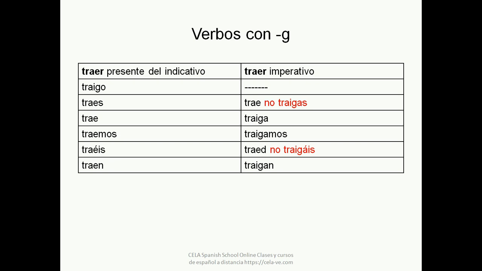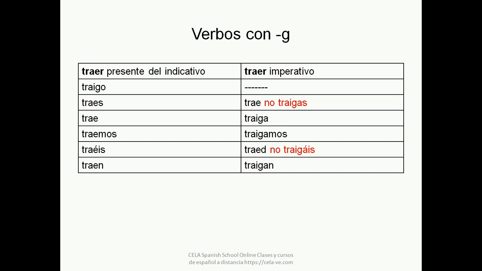In the present, some verbs are irregular because they form the first person in go, as for example, traer, to bring. Yo traigo, tú traes, él, ella, usted trae, nosotros traemos, vosotros traéis, ellos, ellas, ustedes traen.